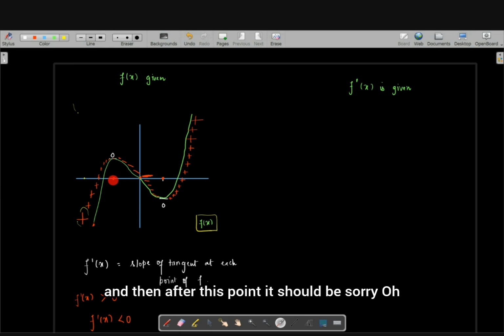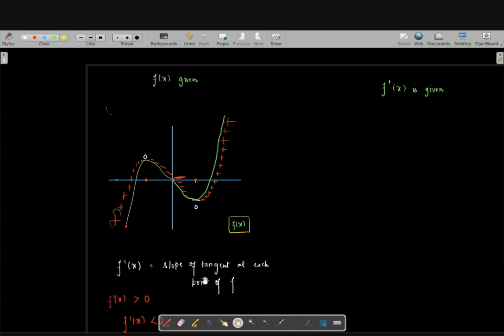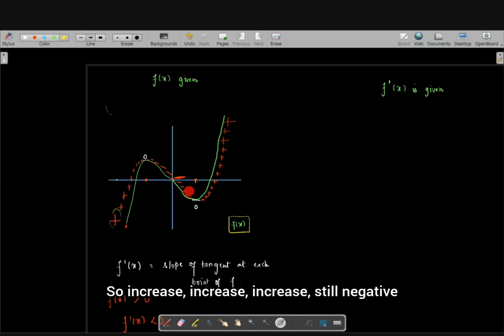And then after this point, it should be... sorry. Then after zero, it's negative. So negative, negative, negative, negative. And then this point, the most negative. And then after this point, still it's negative, but the negative numbers start to increase. So increase, increase, increase, still negative. This point, it becomes zero. Then after this point, they are positive.